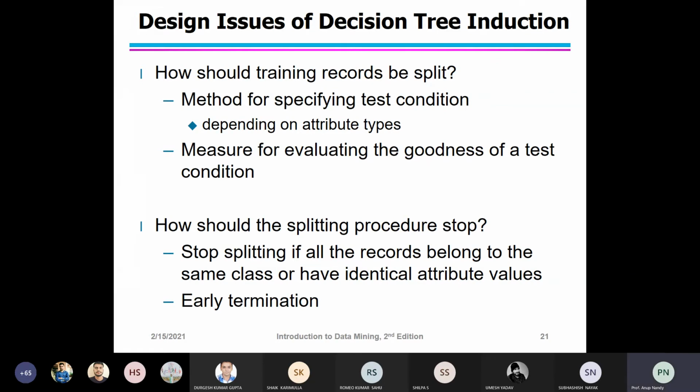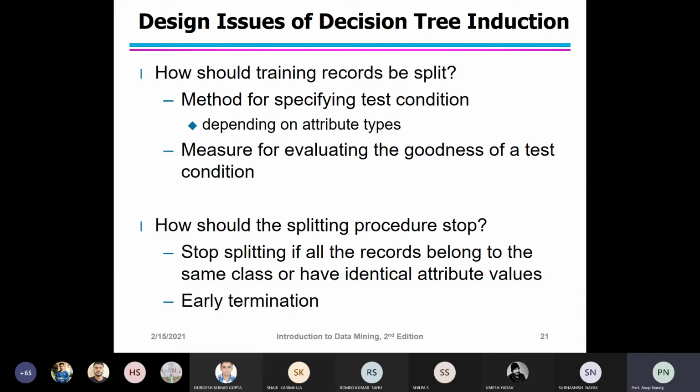That is why it is there. There is a method for specifying the test condition depending on the attribute types, and you have to have some measures for evaluating the goodness of the test. This means whatever test condition you apply for different attribute types, there is an objective measure for evaluating the goodness of each test condition. Each test condition must be evaluated to check whether it is efficient or not.